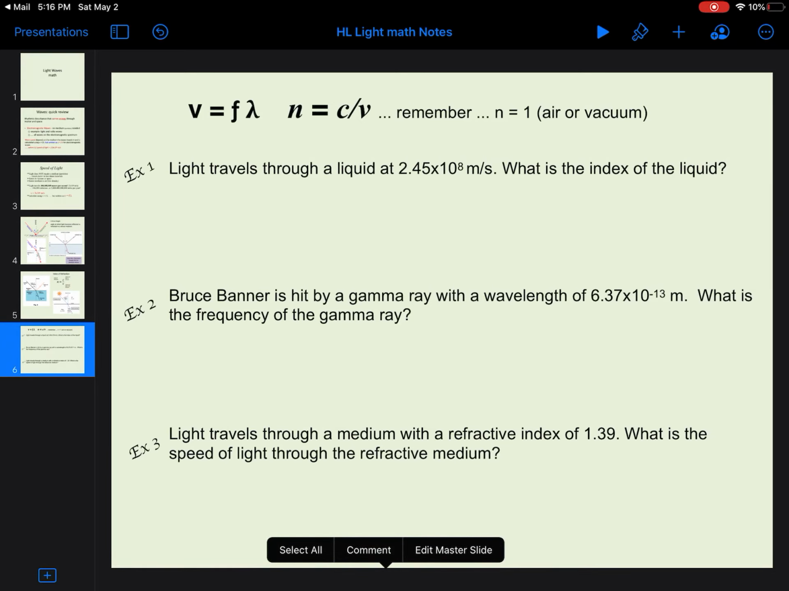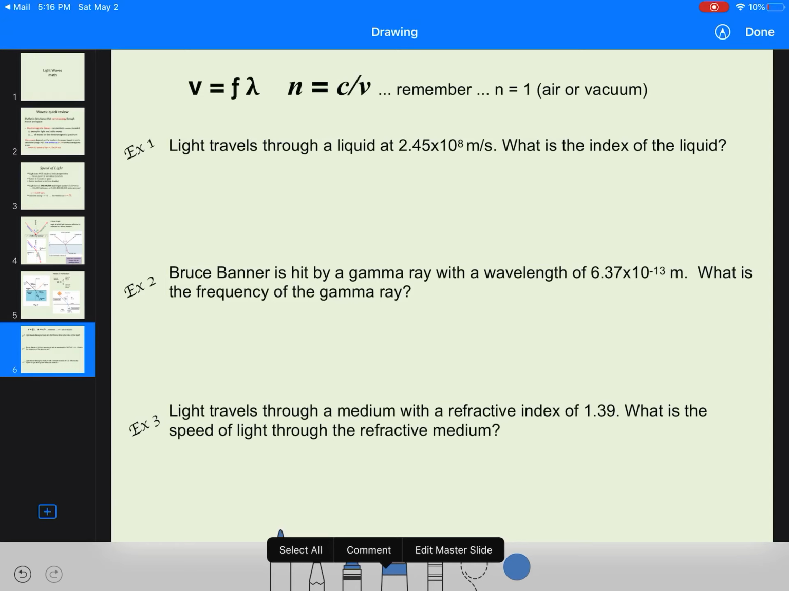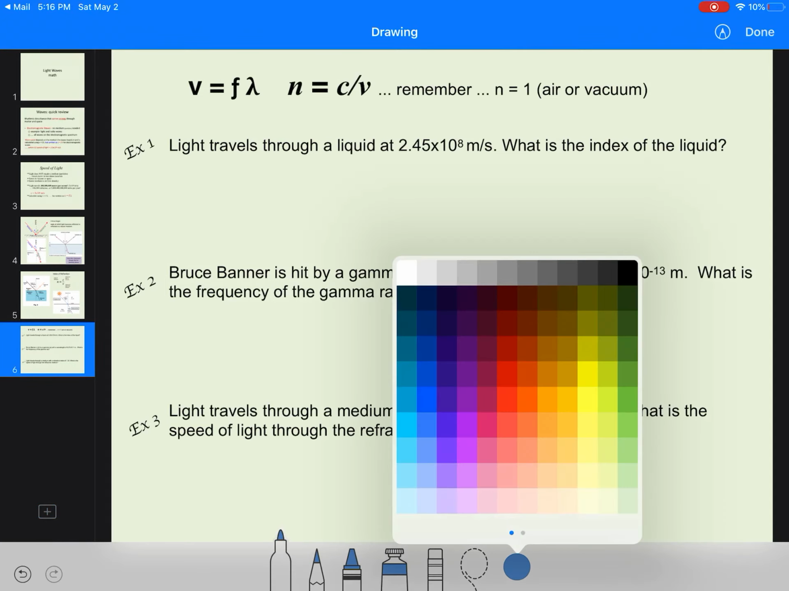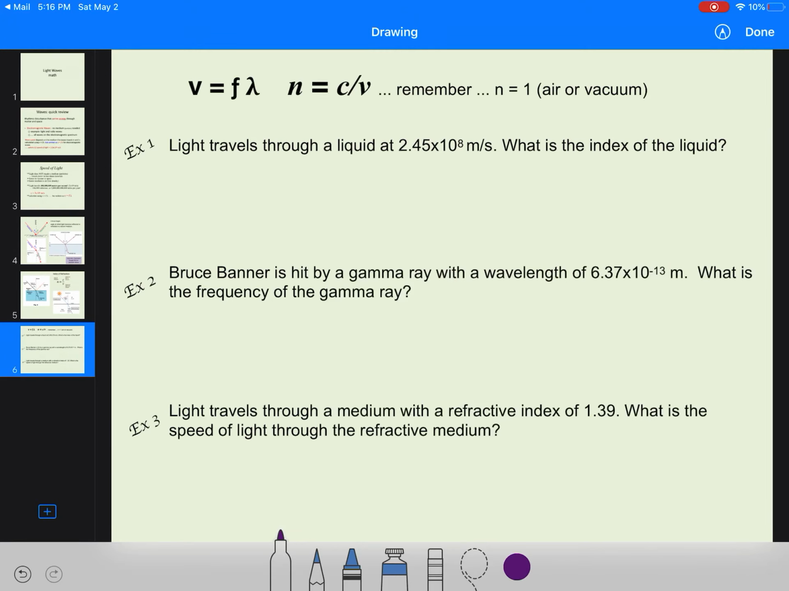It says light travels through a liquid at 2.45 times 10 to the 8th meters per second. What is the index of the liquid? So they are asking us to solve for N. Okay, so if we're going through the guess process, this is a V. This is not C. C is always 3 times 10 to the 8th. This is a V. This is the speed that the light is actually traveling through that medium. And they're asking me for my N value.